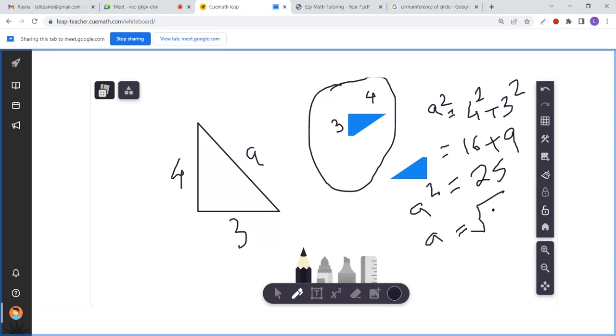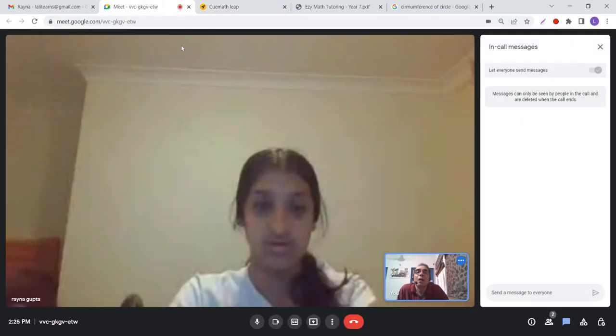Root 25 is how much? That is equal to 5. So the third side is measuring 5. Now you can calculate the perimeter of this triangle. 5 plus 4 plus 3, how much? 4 plus 5 plus 3, 9, 12. 12. That is the perimeter of this triangle. Okay, that is one way to calculate the perimeter of a right angle triangle.